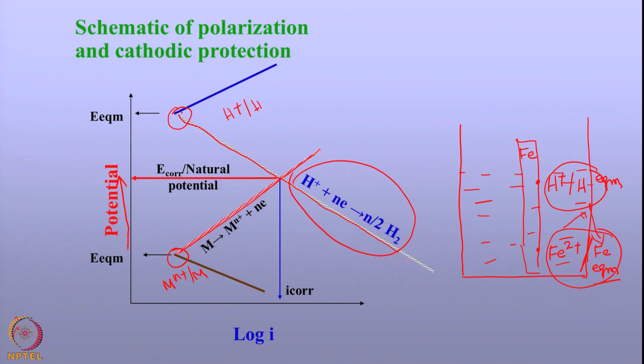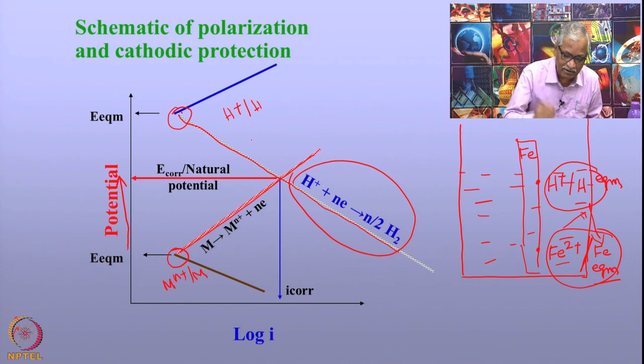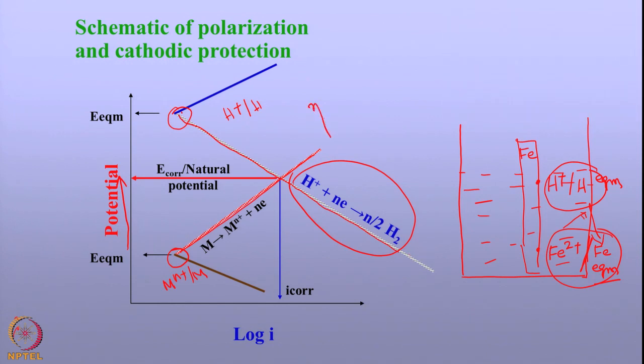Now, these are governed by some equations. This is governed by the Tafel equation, which is eta is equal to minus beta log I upon I naught. The eta corresponds to the overvoltage, and beta corresponds to the Tafel slope. The slope can be obtained from this particular plot, and I naught corresponds to the exchange current density.